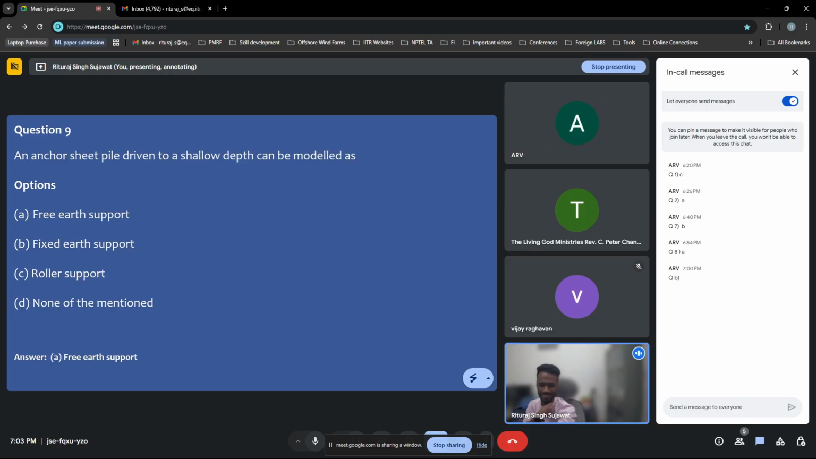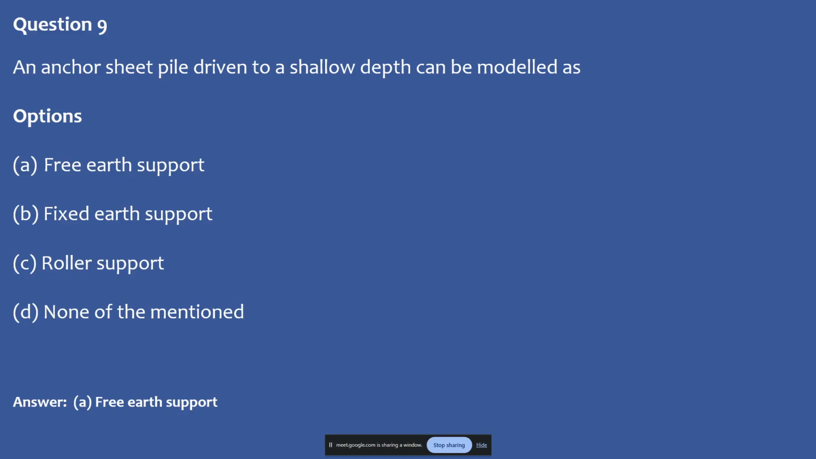Okay. Yeah, so I think your answer would have been correct if the sheet pile would have been driven to a very larger depth. So in that particular case, you can model it as a fixed earth support, but since it is driven to very shallow depth, to be on the conservative side, we can model it as a roller support. Okay, the answer lies in the shallow and deep depth. Yeah, free earth support. Okay, understood. So in that particular case, we need to go with free earth support.